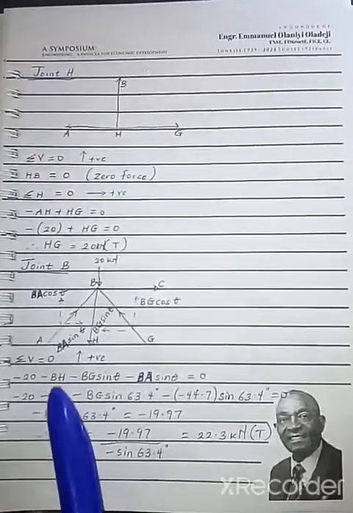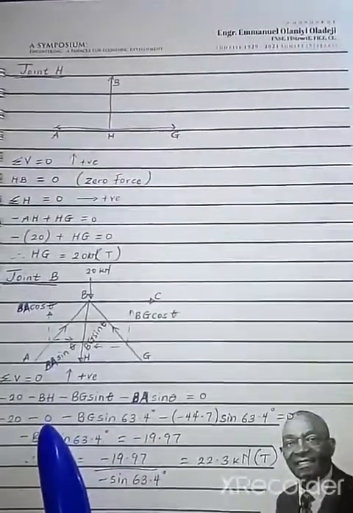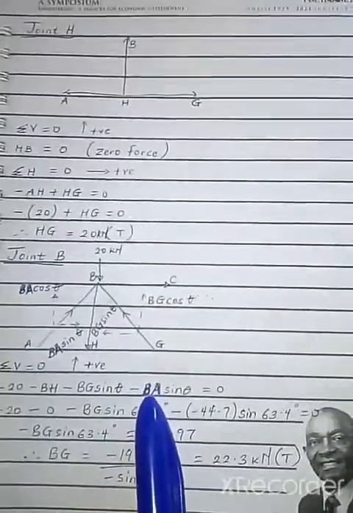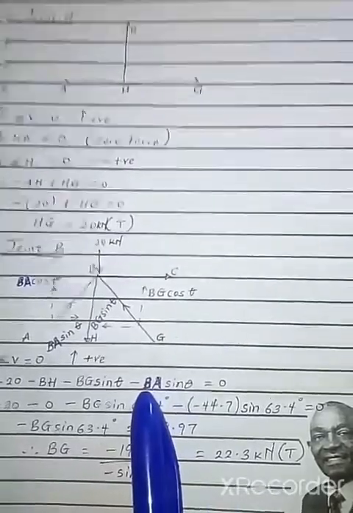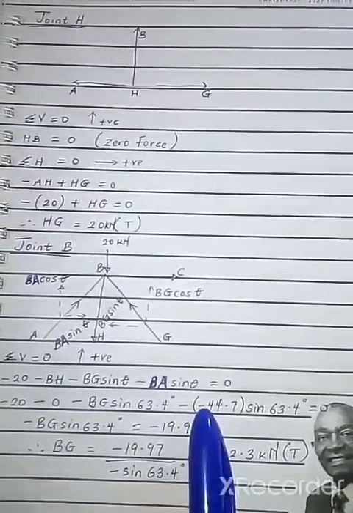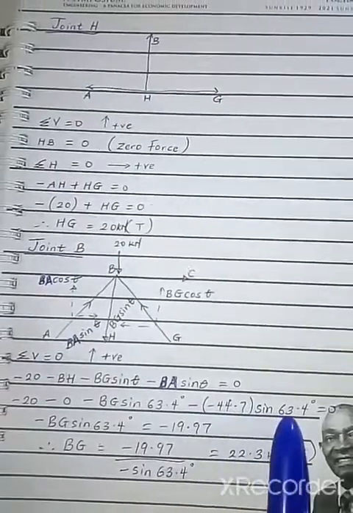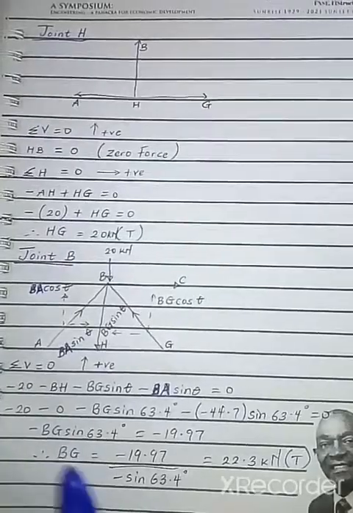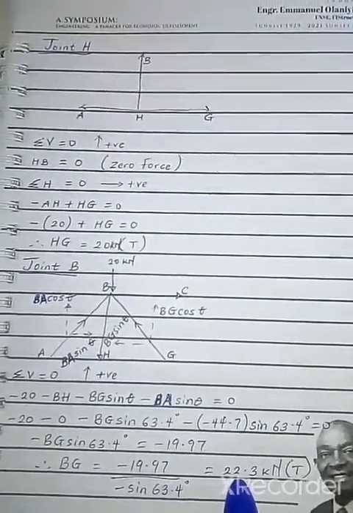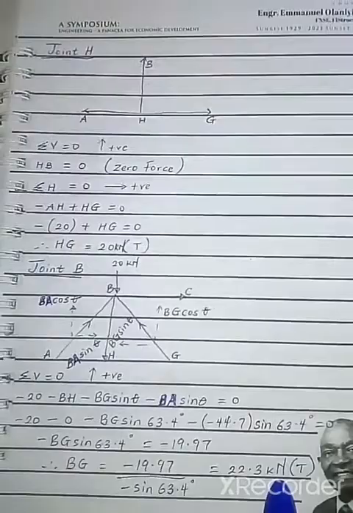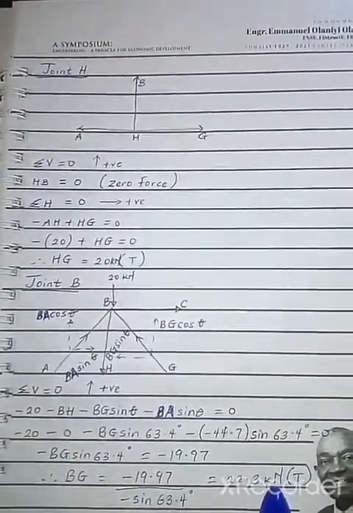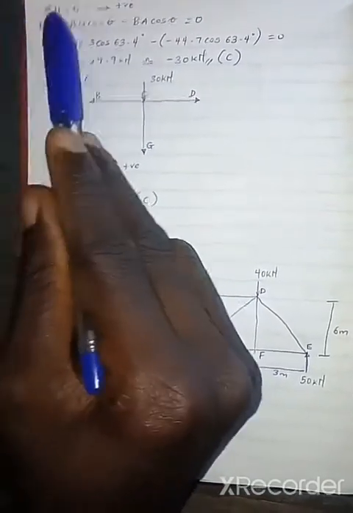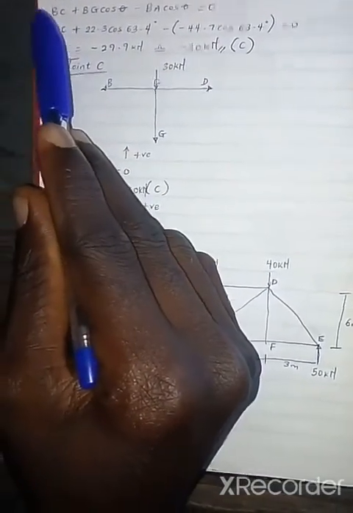So minus BH. We have gotten the value of BH before, that's 0. Put the angle, 60 point this thing. Then BA, we have gotten the value of BA or AB before in our previous joint, so just substitute the value and get the unknown. So the unknown here is member BG, so we resolve it to be what? 22.3 kilonewtons tension. So we have resolved for the vertical in the joint we are solving.